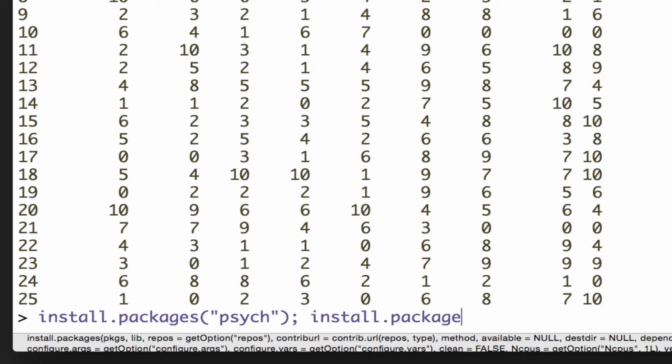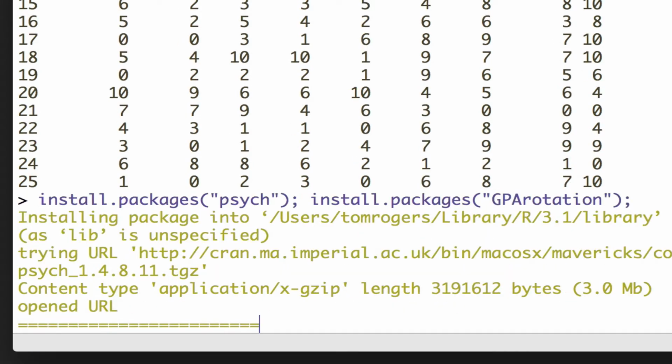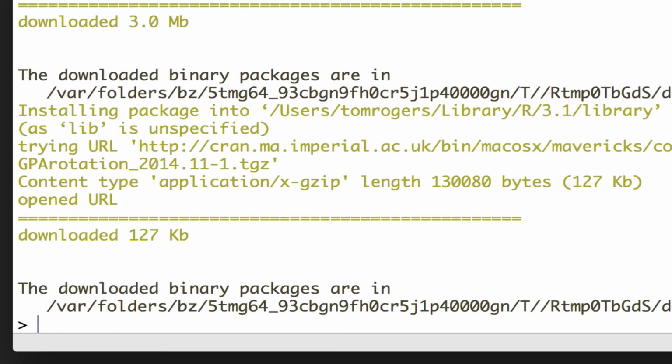So install.packages GPArotation. If we submit that command, both packages should go ahead and install, and that happens successfully. So we're now ready to do the analysis.